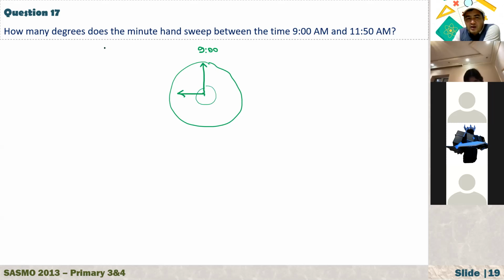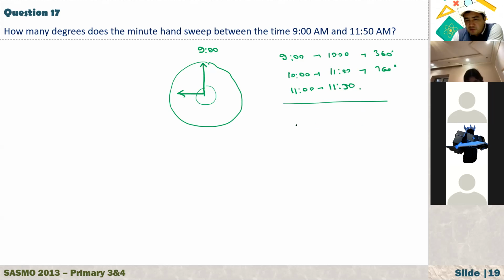Here the question is, how many degrees does the minute hand sweep between the time 9 a.m. and 11:50 a.m.? So now if I draw this, from 9 to 10, how many? It is 360, right? And from 10 to 11, how many? It's gonna be 360 again. And how about from 11 to 11:50?